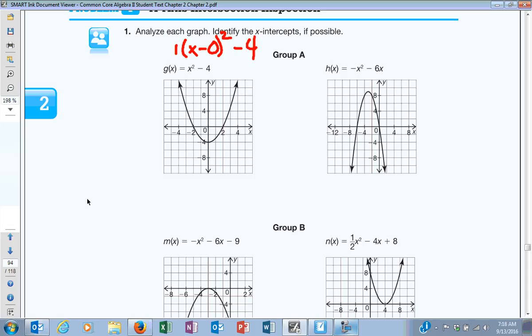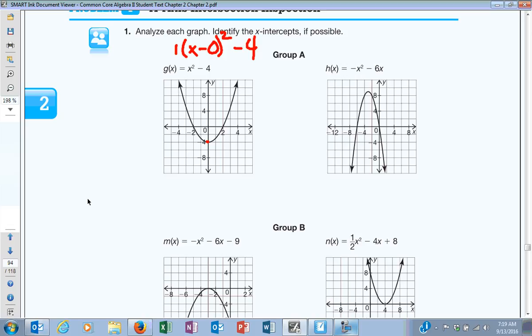Now, why did I do it like that? Because now I know what is my vertex. My vertex is 0, comma, negative 4. And if I look on here, doesn't that match up with what is on the graph then? Could this also be in standard form? Yes. So this is a tricky one. You could call that either vertex or standard, depending on how you look at it.